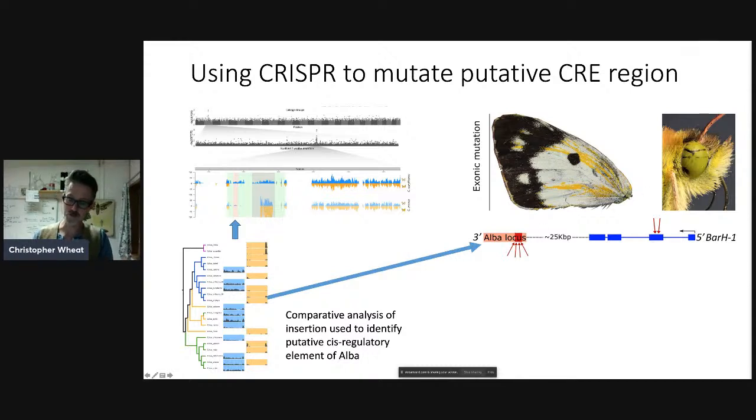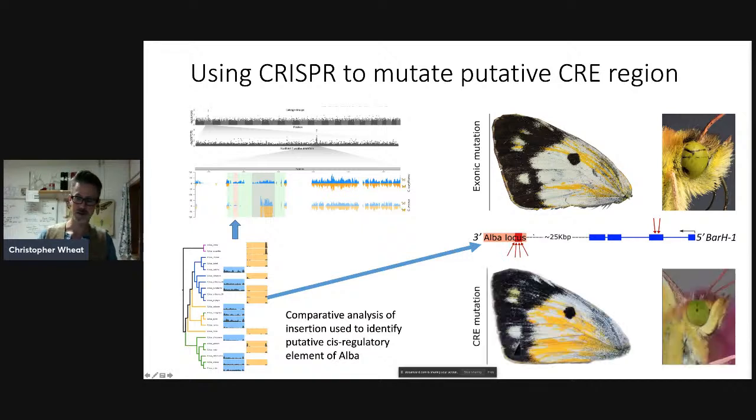When we're cutting in the regulatory region of BarH1, we would expect to still get phenotypes in the wing, but the eye phenotype should disappear. And that's indeed what we found. So we think this is good evidence that we can use this comparative phylogenetic approach of looking at what we think is the insertion region to identify, essentially do phylogenetic footprint mapping for a cis-regulatory element, and then we actually tested that using CRISPR.